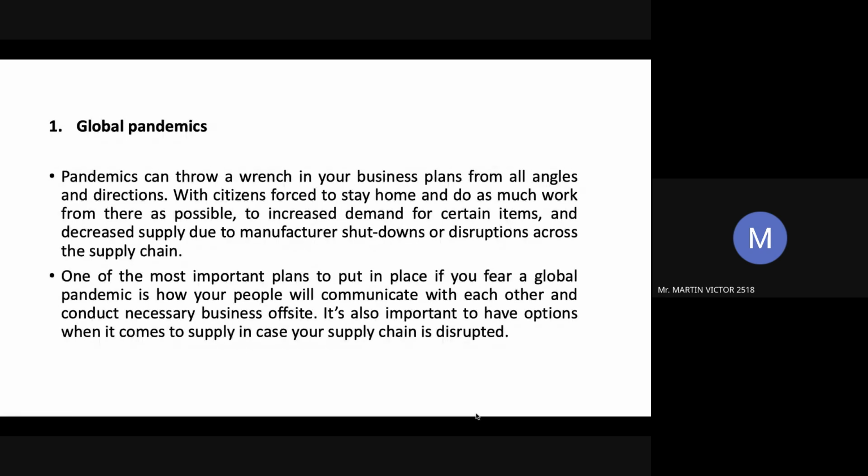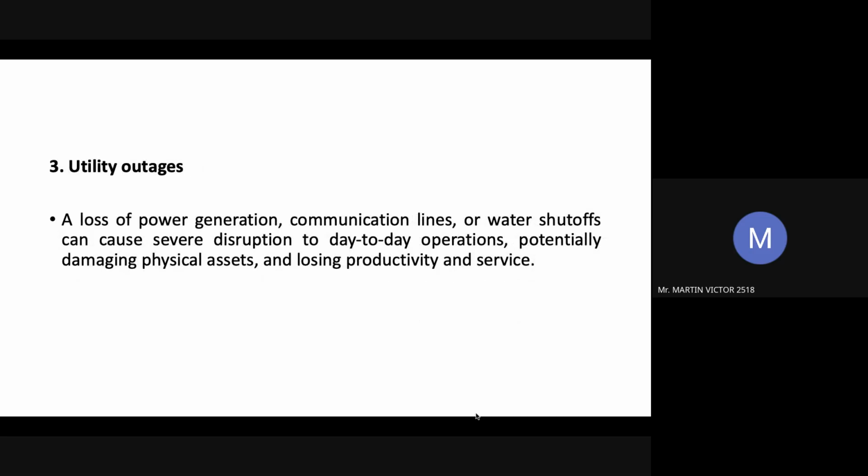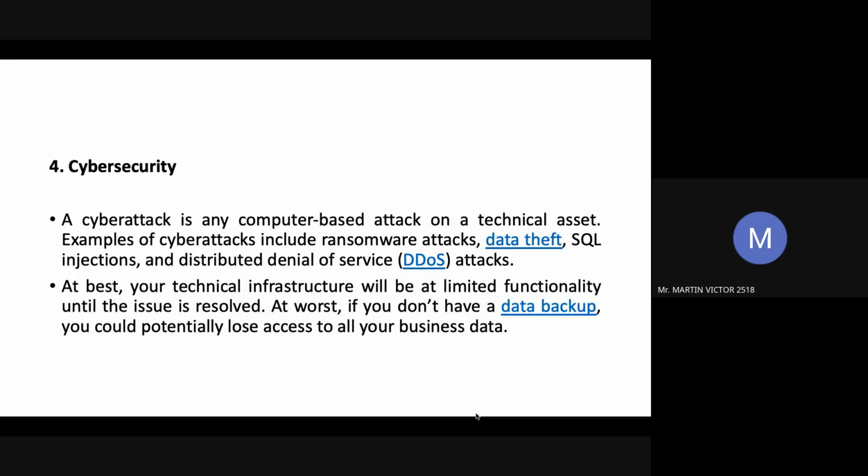These are all the business continuity plans that have been developed. Then natural disasters like tsunamis, storms, earthquakes, heavy floods. Then utility outages like loss of power generation, communication lines, water shutoffs. Cyber security like data breaches, data theft, denial of service attacks. So these are all the top threats for business continuity.